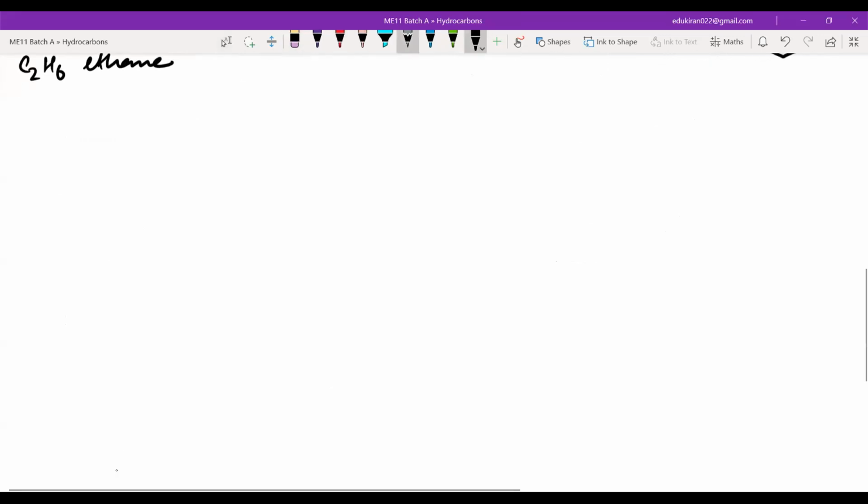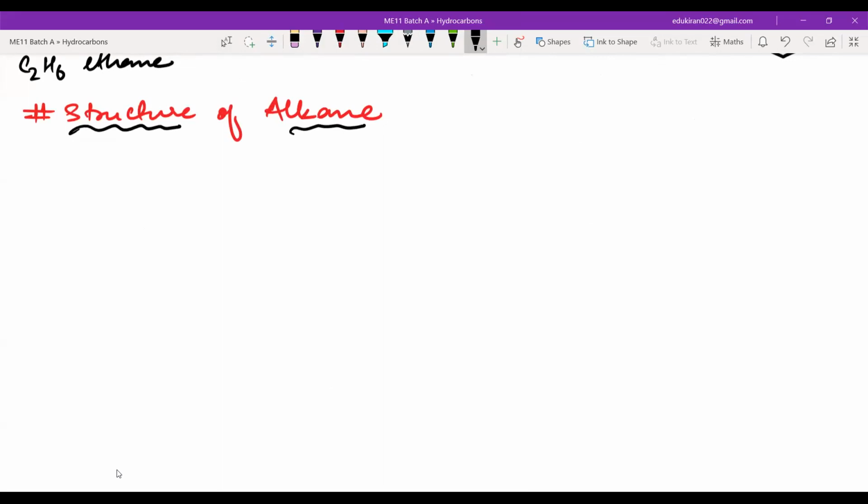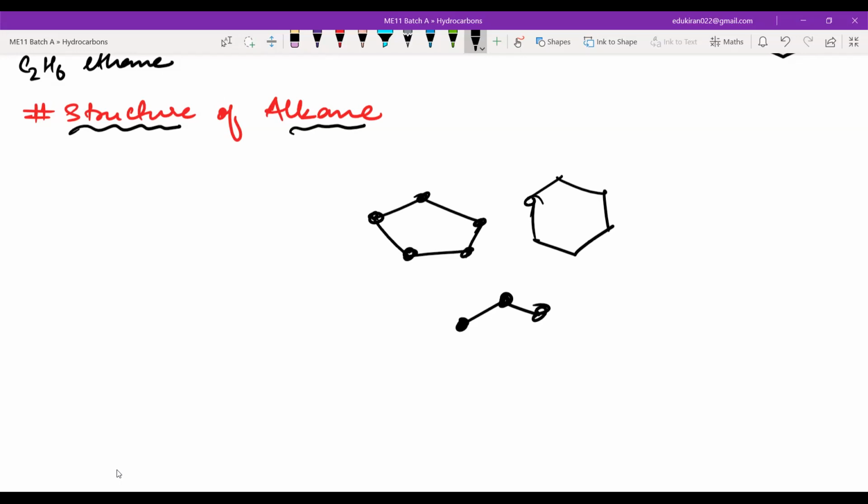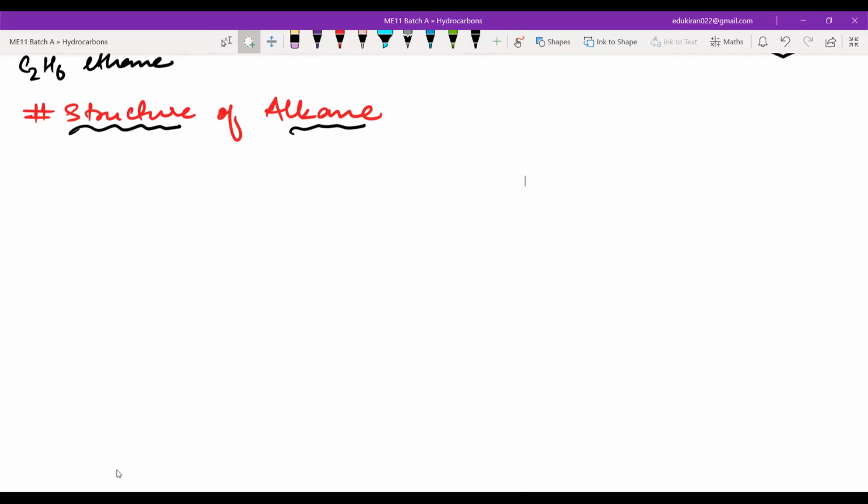Next, the structure of alkane. When we write structure of alkane, we mean the structure of the carbon atom present in the alkane. Even if I have pentane, hexane, or a simple propane, what I am talking about is the structure of this carbon atom. All alkanes will have a similar kind of structure, by which I mean the electronic geometry, the shape, and the bond angles.